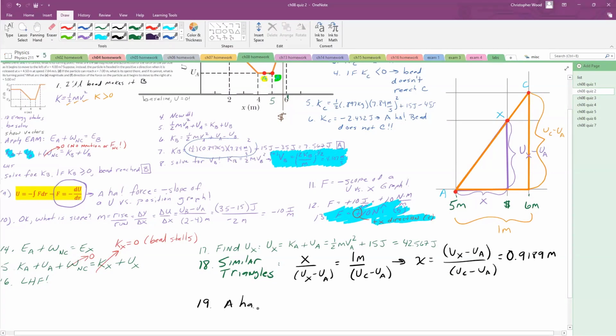Aha. Final position. Final location when it stalls. The stall location is this. 5 plus 0.9189 meters. 5 meters, because this is 5 meters right here. And then I got to add that chunk of change. So my answer is 5.918... 0.91 meters. That's the answer to part C.